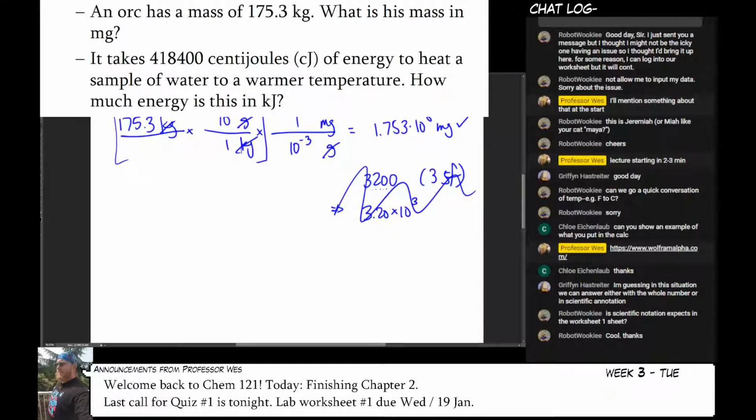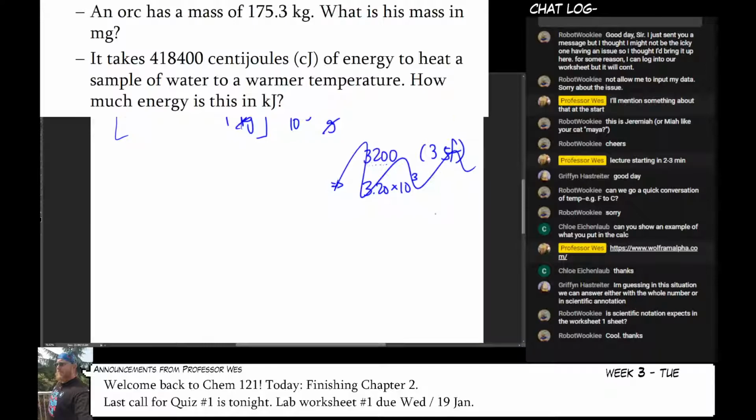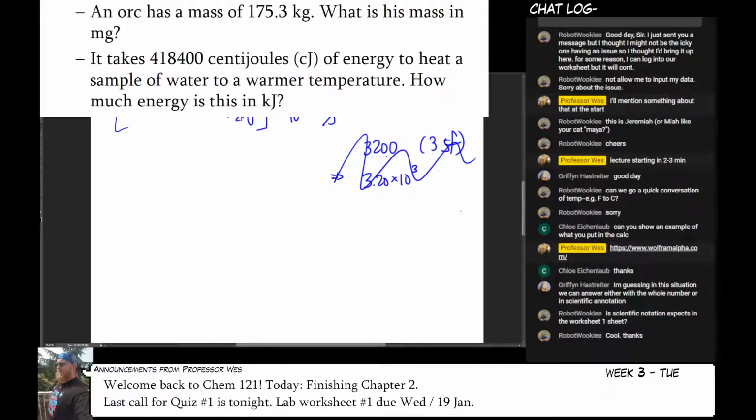All right. It takes 418,400 centijoules of heat, of energy, to heat a sample of water to a higher temperature. How much energy is this in kilojoules? What the heck is a joule? A joule is a unit of heat.